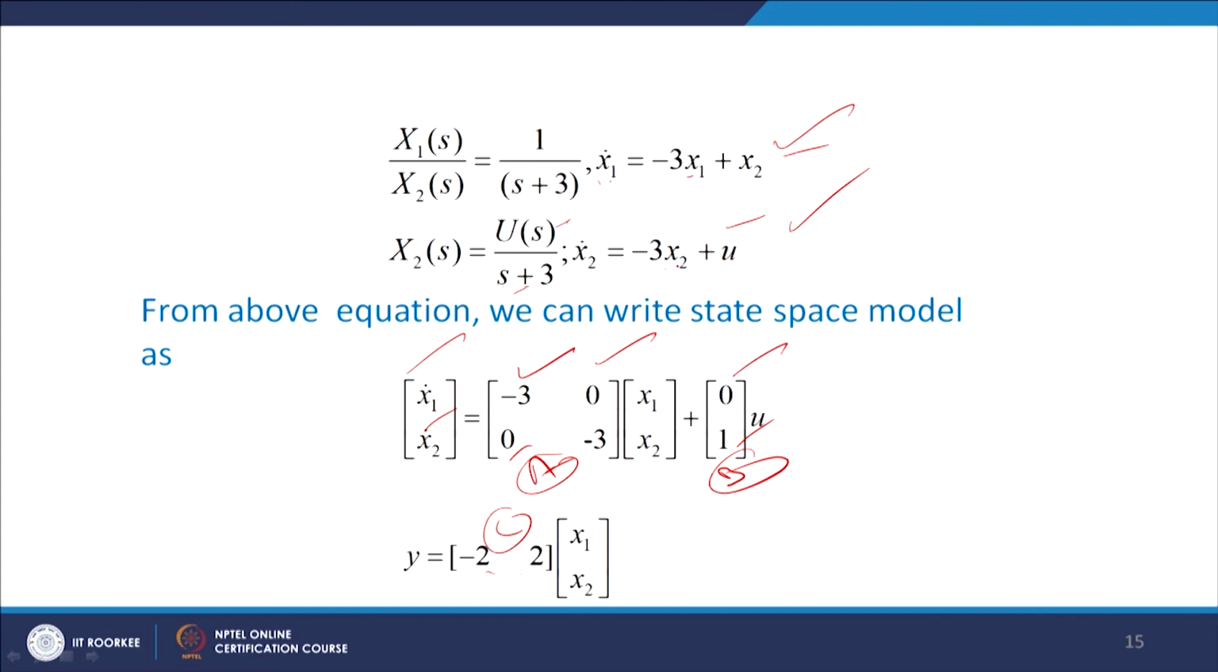Now we have to represent the equations. So we write x1 dot equal to minus 3 x1 plus x2. So here minus 3, and here, instead of 0, we get 1, with 0 times u. And x2 of s equals u of s by (s plus 3), which we write as x2 dot equal to minus 3 x2 plus u. So x2 dot equals 0 times x1 minus 3 x2, where the term of u has come, and finally y equals minus 2 x1 plus 2 x2, and here 0 times u, D is 0.